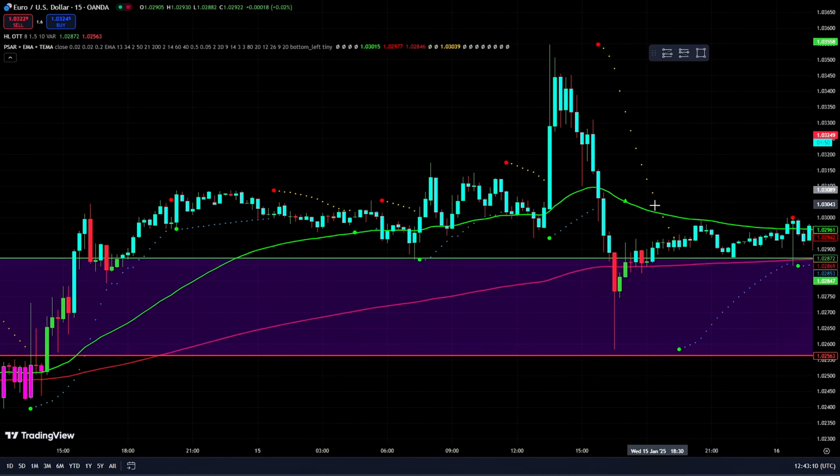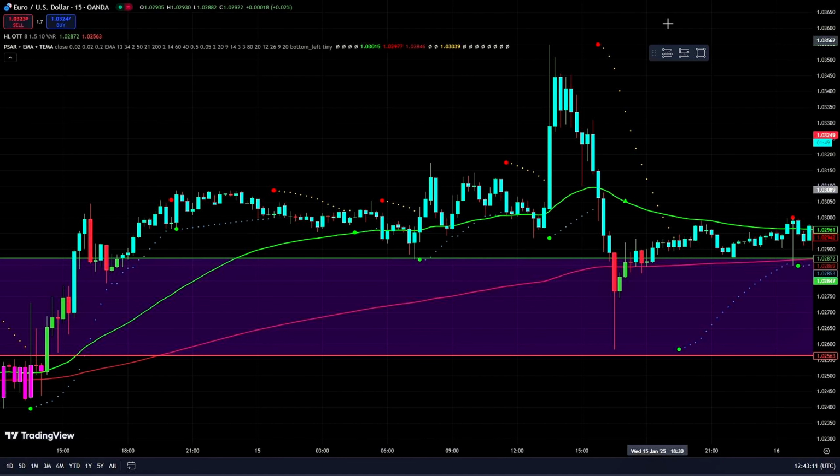Buy order setup. Confirm the trend. Price above the high and low optimized trend tracker equals bullish trend. EMA 50 above EMA 200 confirms bullish momentum. Wait for the price to retest the high and low optimized trend tracker area. Confirm the signal. Parabolic SAR appears below the price candlestick.